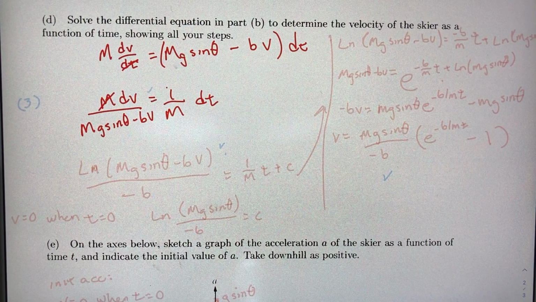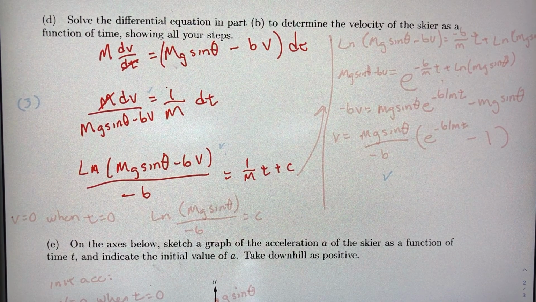Okay, linear in the denominator, ln. Linear v. To find c, v is 0 when t equals 0, so let's just finish solving this puppy for v.